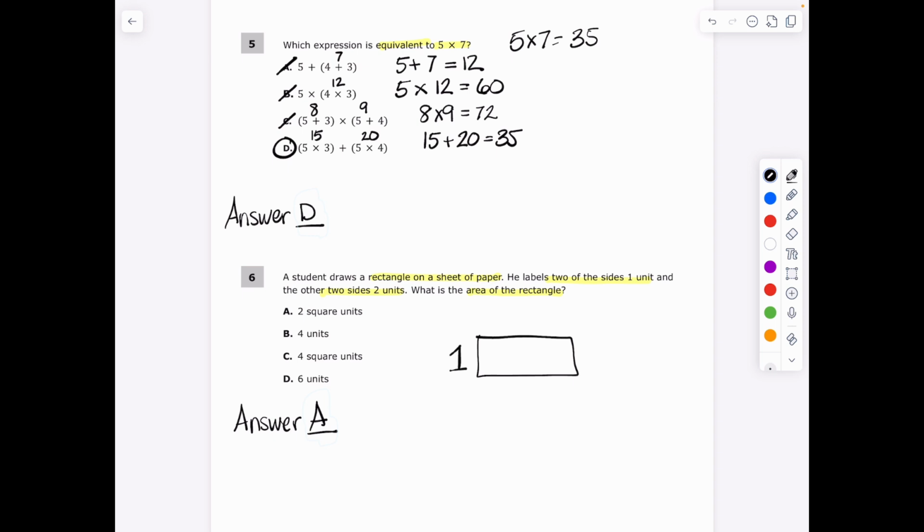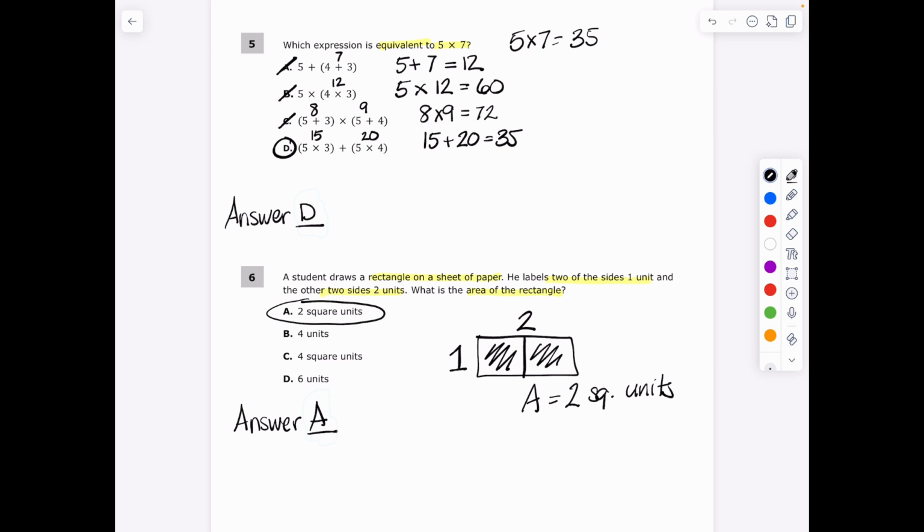And here's 1 unit here and 2 units up here. So what is the area? Well, if I think about this, how many square units do I have? I have 1 side here, and on the top I have 2, which tells me I have 2 rows of 1. So my area is the number of these squares. I have 1, 2. My area is 2 square units.